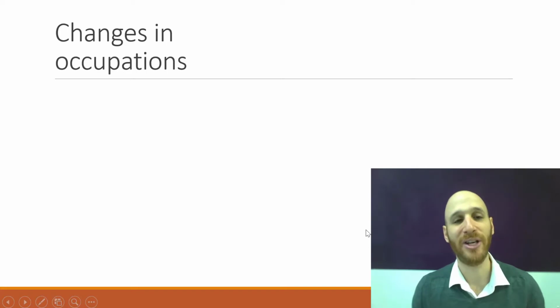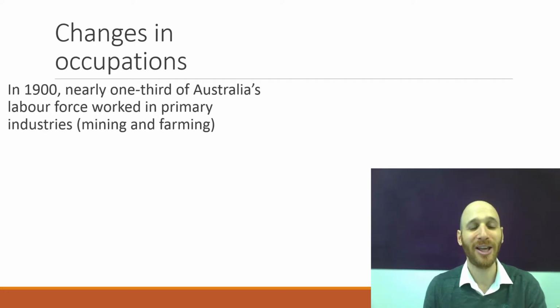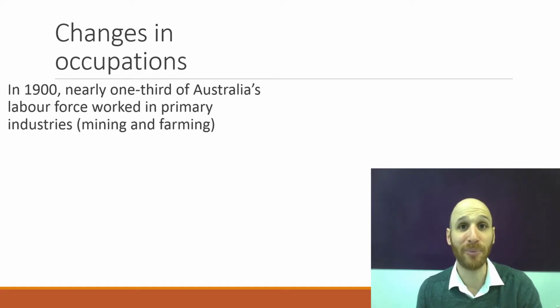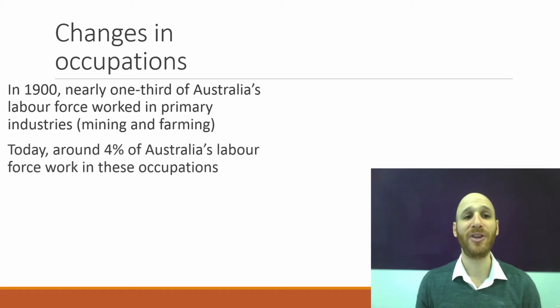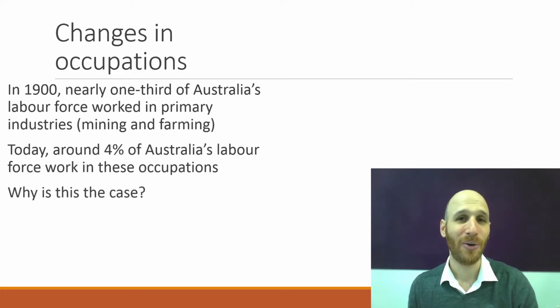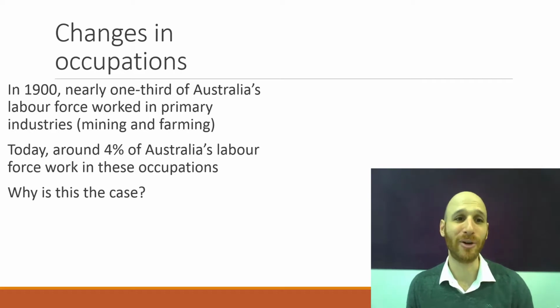If we then focus on another way that work has changed, that's the change in occupations. If we look at it in 1900, which was a little while ago, about a third of Australia's labour force worked in those primary industries that we looked at, so things like mining and farming. Today, around 4% only work in those occupations. Why have we seen such a change? Why have we moved from primary to other industries?